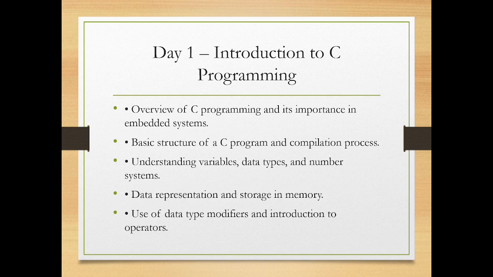Number systems. There are four number systems in programming: binary, octal, decimal, hexadecimal. All the data in memory is stored as binary, that we all know, that is zeros and ones. Each bit represents a small part of data. Modifiers are used to change the size or type of the data that a variable can hold. Common modifiers are short, long, signed, unsigned.